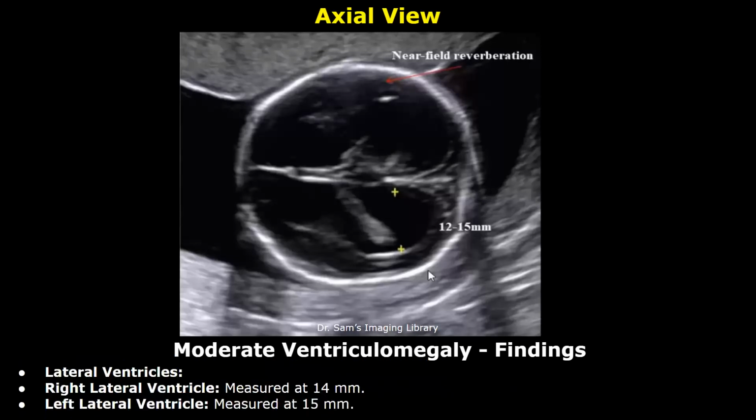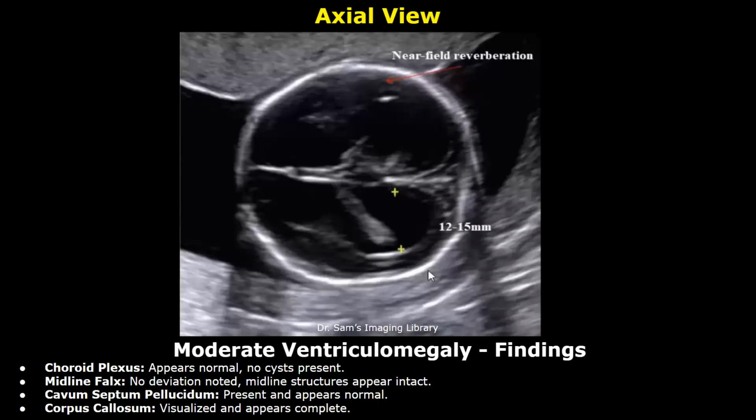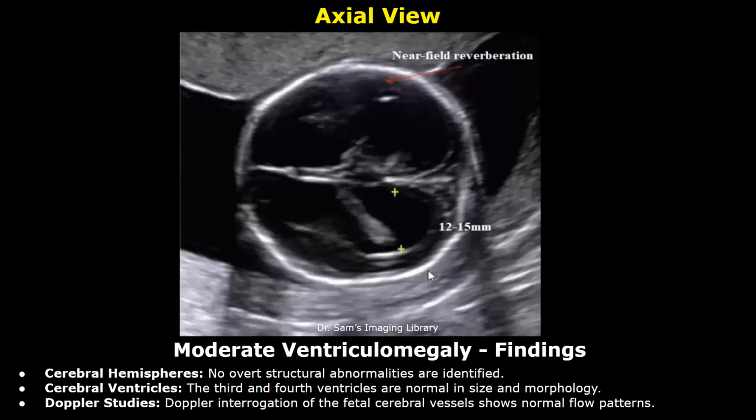The right lateral ventricle is measured at 14 millimeters, and the left lateral ventricle is measured at 15 millimeters. So this suggests moderate ventriculomegaly. Choroid plexus, midline falx, cavum septum pellucidum, and corpus callosum are all normal. The cerebral hemispheres, the third and fourth ventricles, are normal. The Doppler studies of fetal cerebral vessels are also normal.